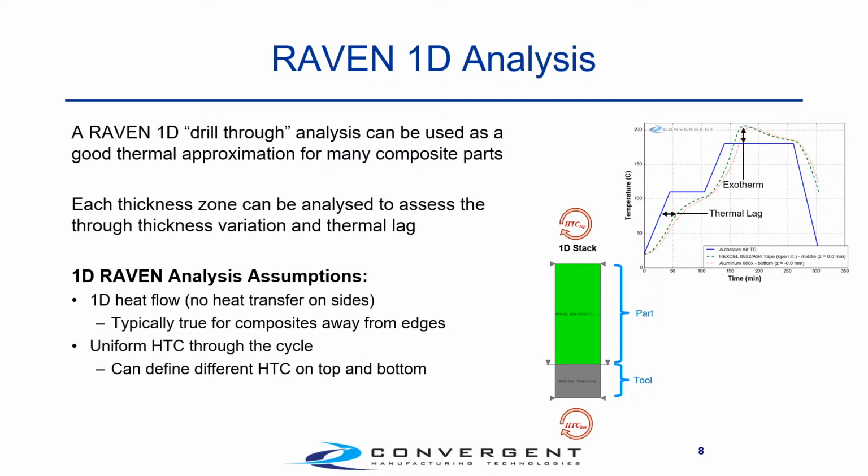The other limitation of Raven is that you can only apply a uniform HTC through the cycle rather than having it change throughout that cycle. Now, you can define a different one on the top and bottom. However, if you move into COMPRO, a finite element package, you can actually have an HTC variable throughout a cycle.